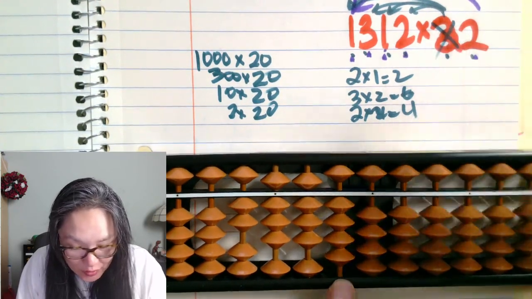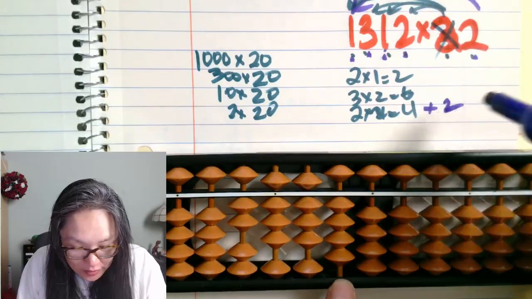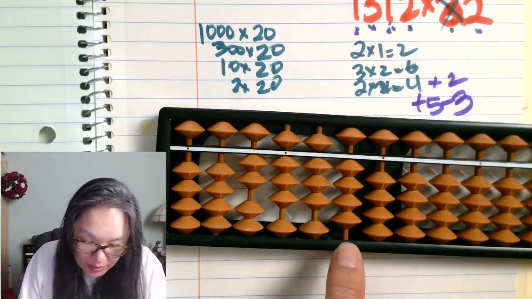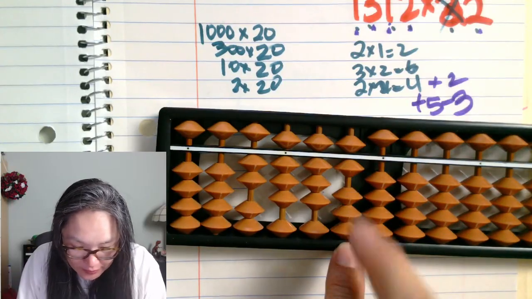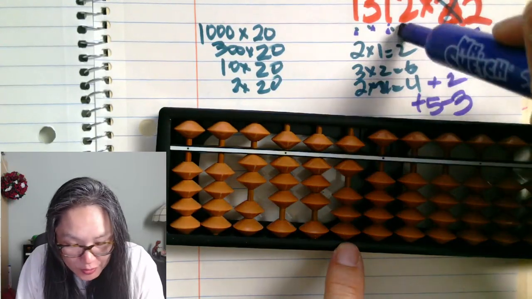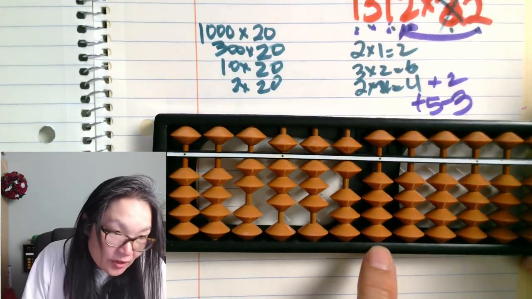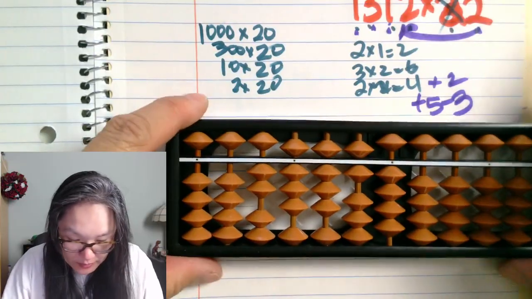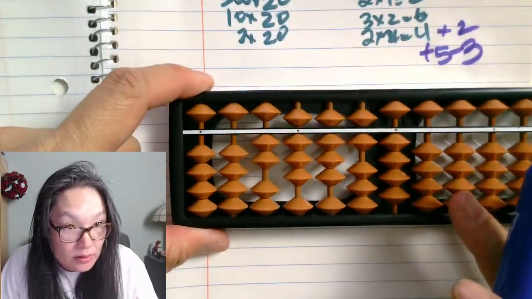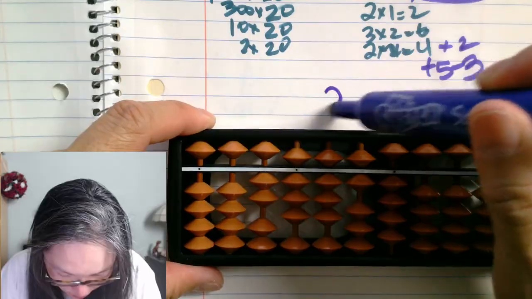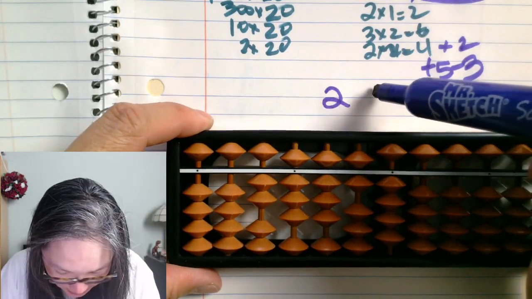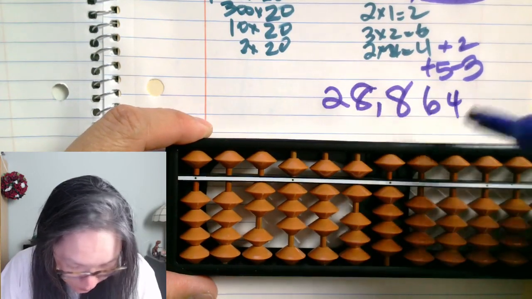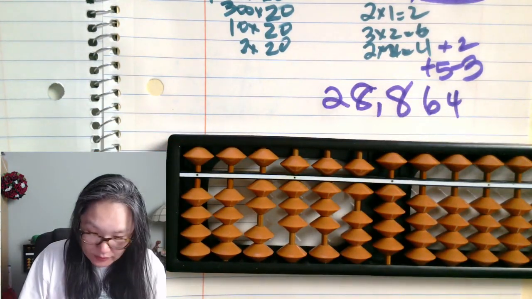I cannot add 2. How do I add 2 to 4? 2 is equal to plus the 5 minus the 3. So I plus the 5 and I take away the 3. And then 2 times 2 is 4. 4 is a single digit. I add my 4. So my answer is, what's my answer? My answer is 228,864. That's my answer.